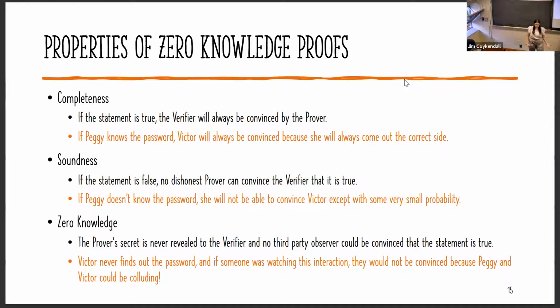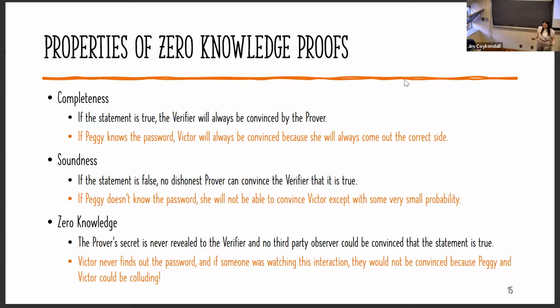And then the second property is soundness. If the statement is false, no dishonest prover can convince the verifier that it's true. So if Peggy didn't know the password, she would not be able to convince Victor, except with some very, very small possibility. If we ran the protocol many times, Jazzy would probably have gotten one wrong if she was just having to guess when I switched the balls or not. It's also worth noting that completeness and soundness are converses of each other. Just fun fact.